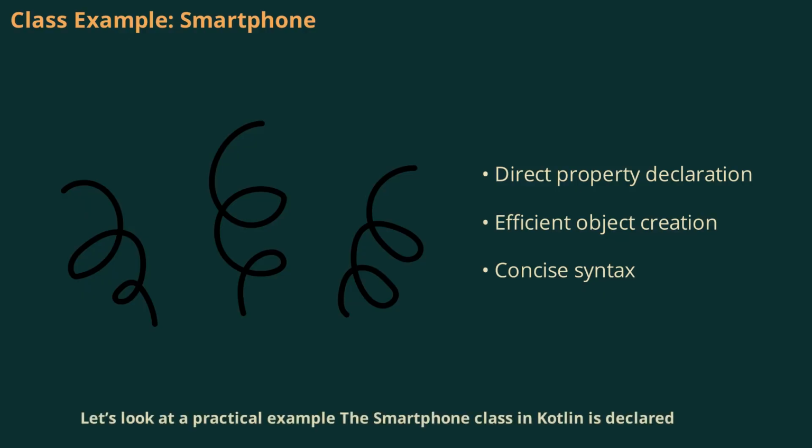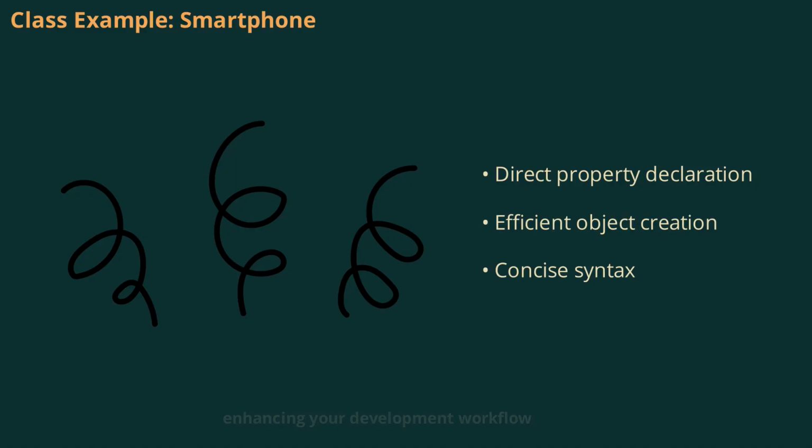Let's look at a practical example. The smartphone class in Kotlin is declared with val brand and var price properties. The displayDetails method prints the brand and price. When you create an instance, such as myPhone, you simply call smartphone with the desired values. This approach eliminates the need for verbose constructors and makes object creation straightforward. Kotlin's concise syntax helps you build classes quickly and efficiently, enhancing your development workflow.